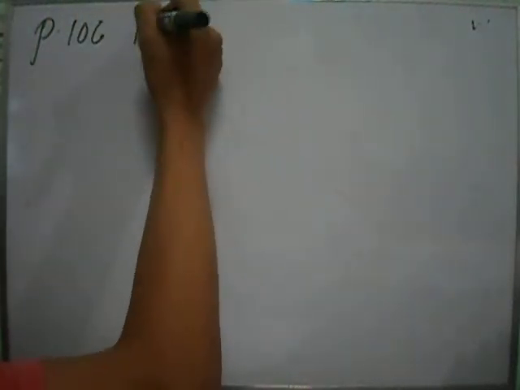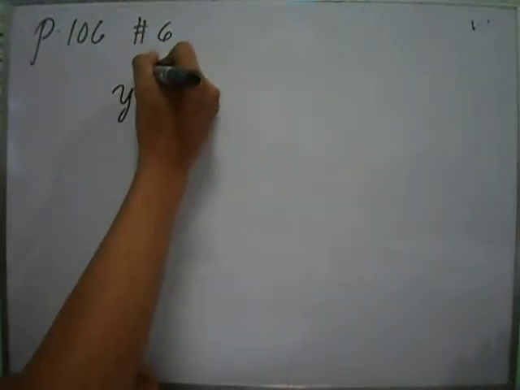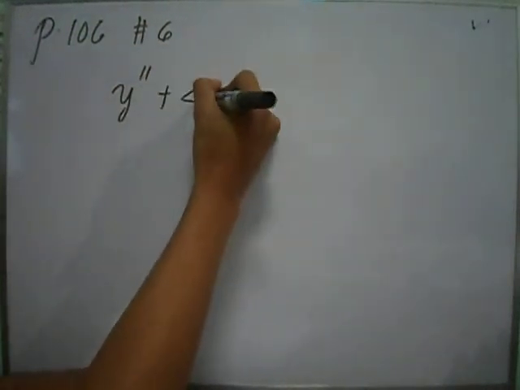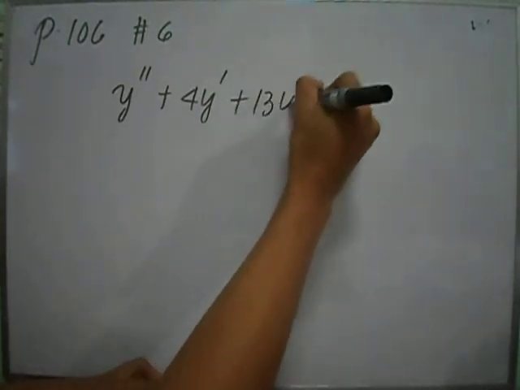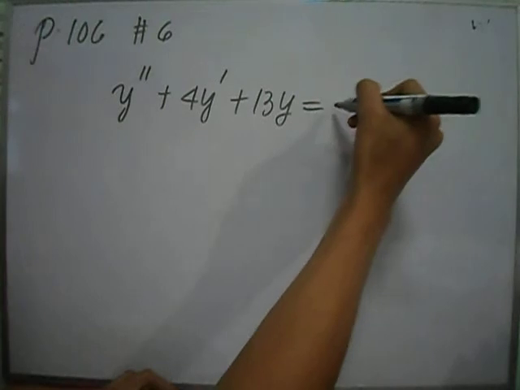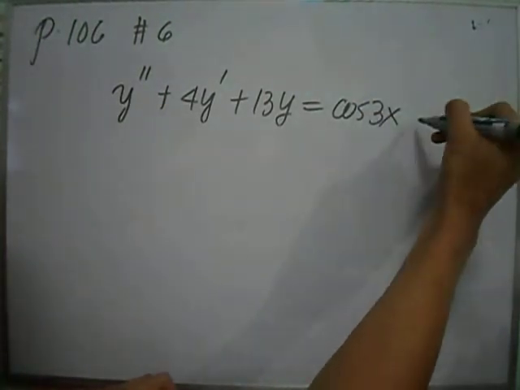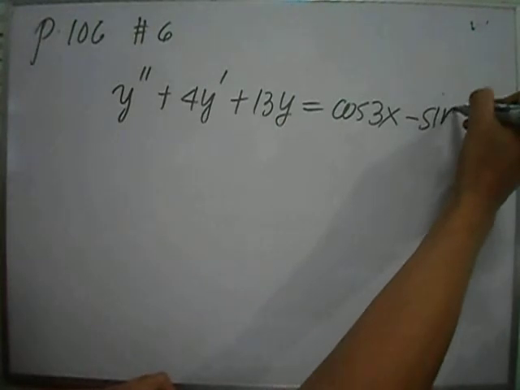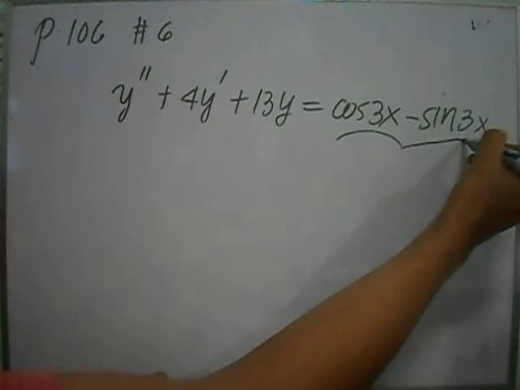Okay, and then we'll add page 106, number 6. The given differential equation is y double prime plus 4y prime plus 13y is equal to cos 3x minus sine 3x. Notice the value of the function f of x.